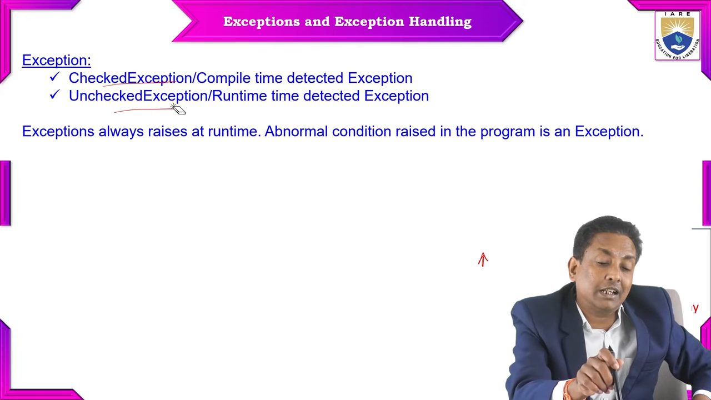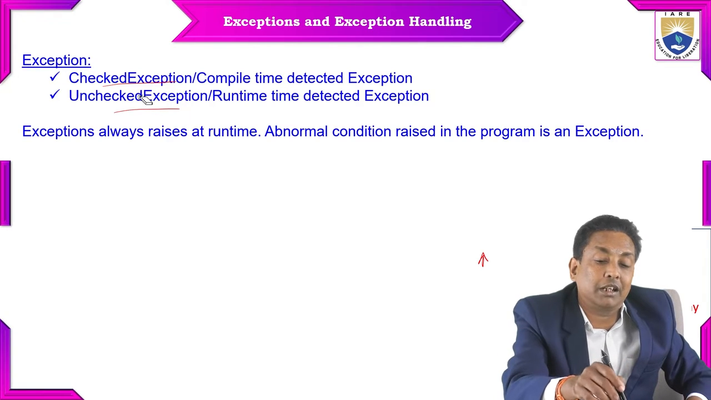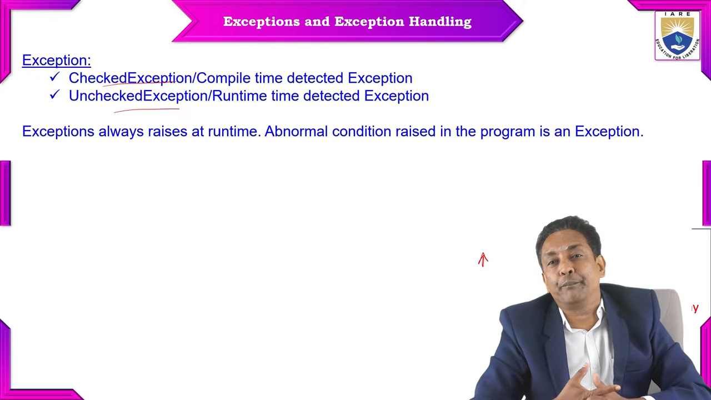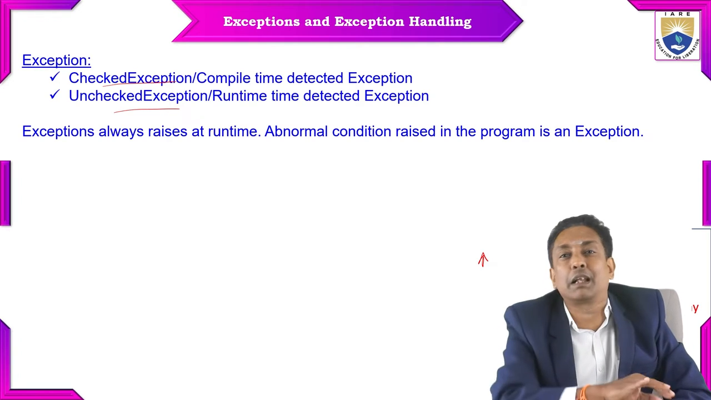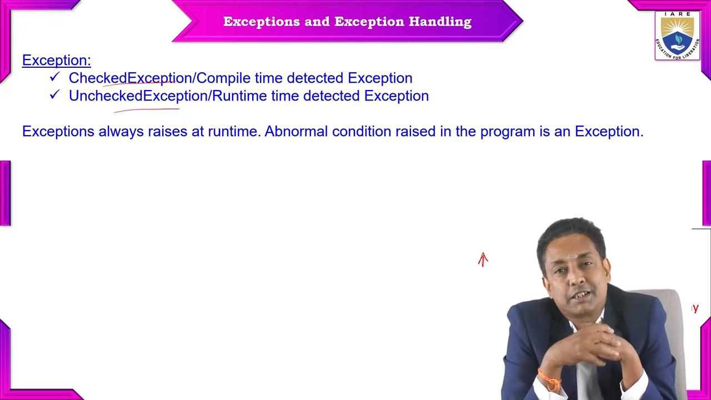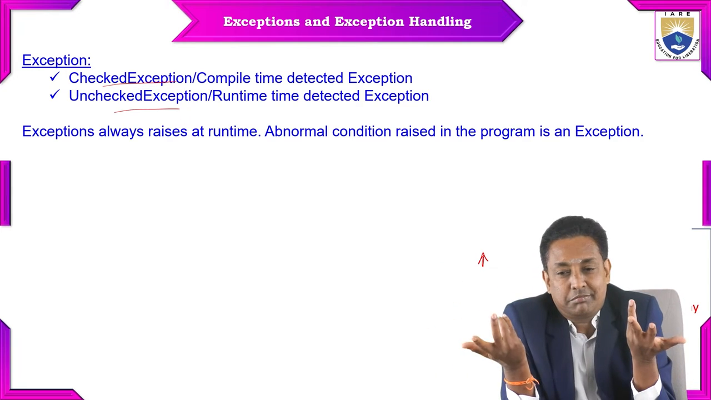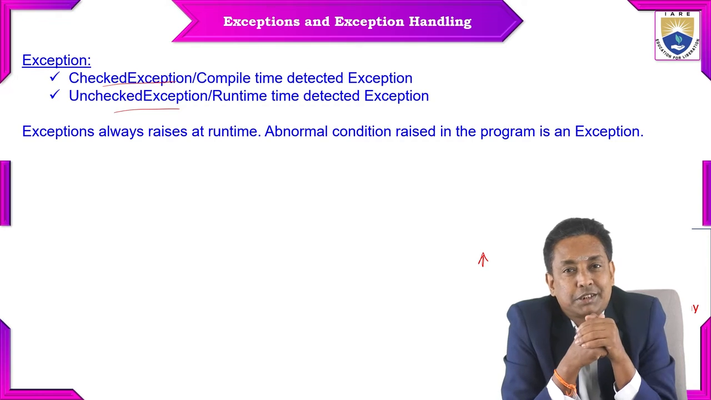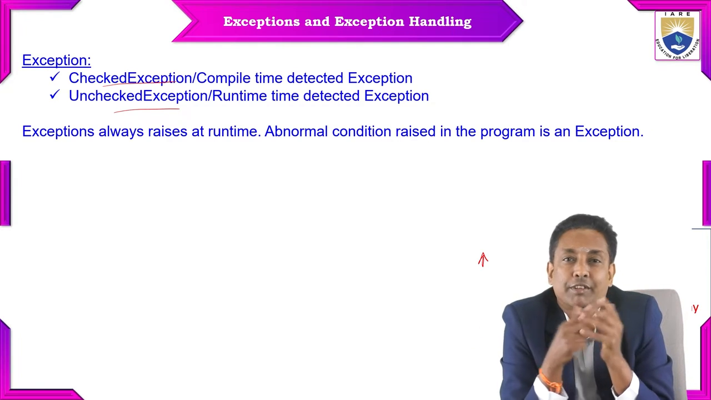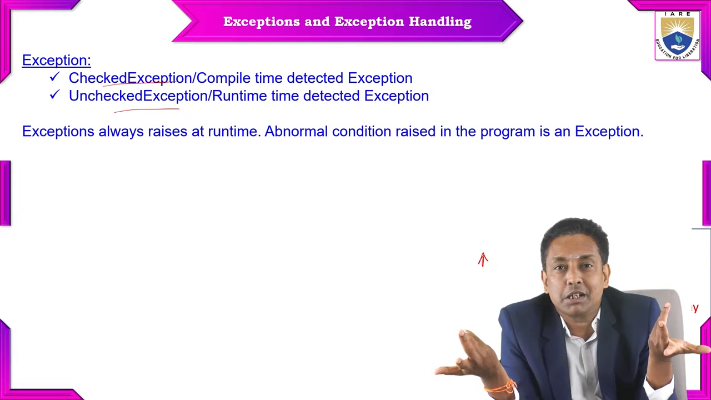And the other category, unchecked exceptions or runtime detected exceptions. Some exceptions caused in your program may not be detected at the time of compilation. They will directly be experienced at runtime itself. So they are called unchecked exceptions, because they cannot be checked at compile time. So if that exception comes, the program abnormality remains.